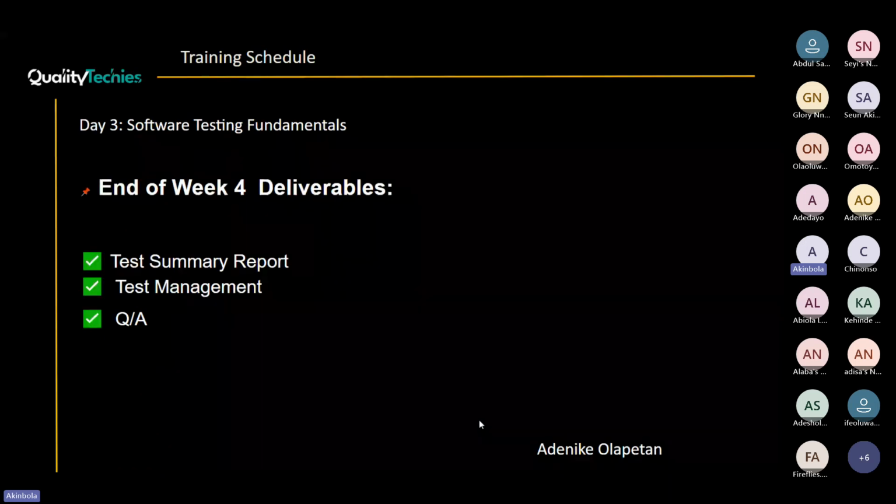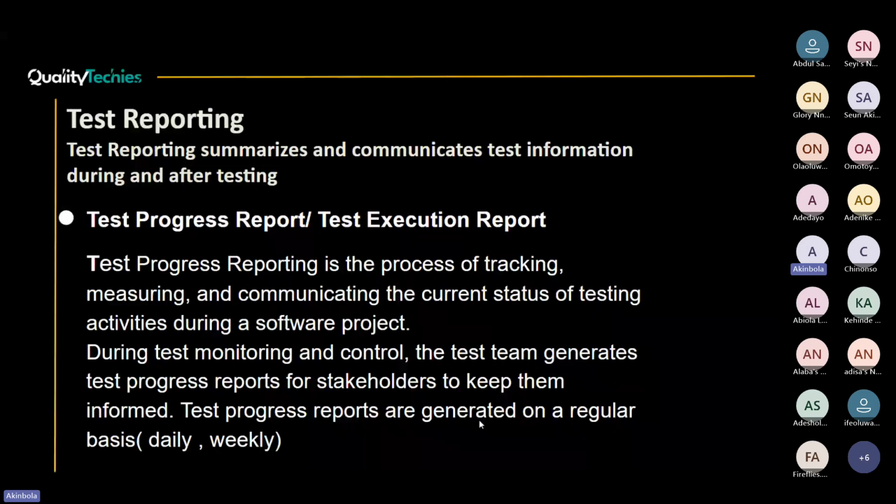at the end of this week 4, right? These are the deliverables that are expected: test summary reports, test management, and we are having a Q&A. So as I said earlier, we are going to be dealing with test reporting, and I'm sure before now we must have dealt with a test plan, right? And test planning, and what a test plan is all about. So now we are moving to the reporting part, right?